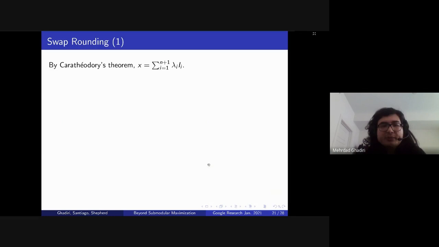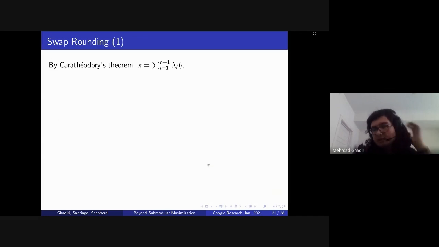The first one is swap rounding, which gives us the bound of 1 plus sigma over R. Swap rounding works like this. Let's say we have this vector x, which is our continuous solution. By Carathéodory's theorem, we can write this vector as a convex combination of at most n plus 1 bases of the matroid. This is because our space is n-dimensional.